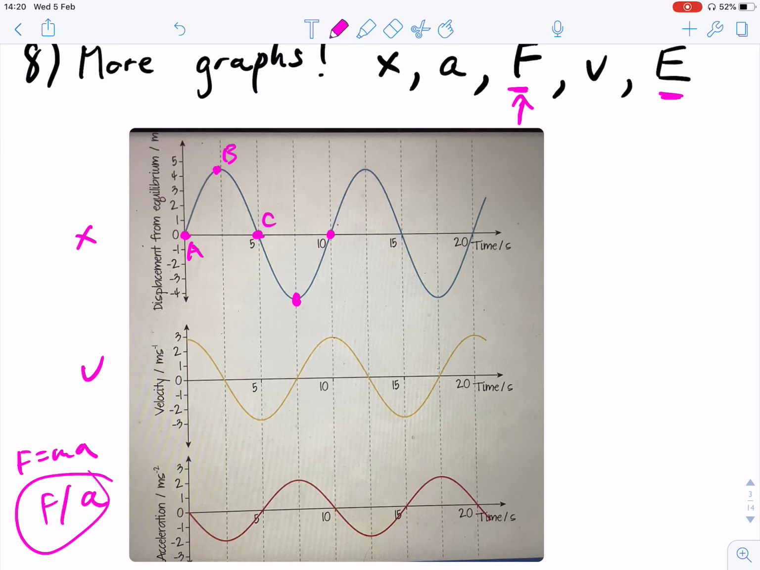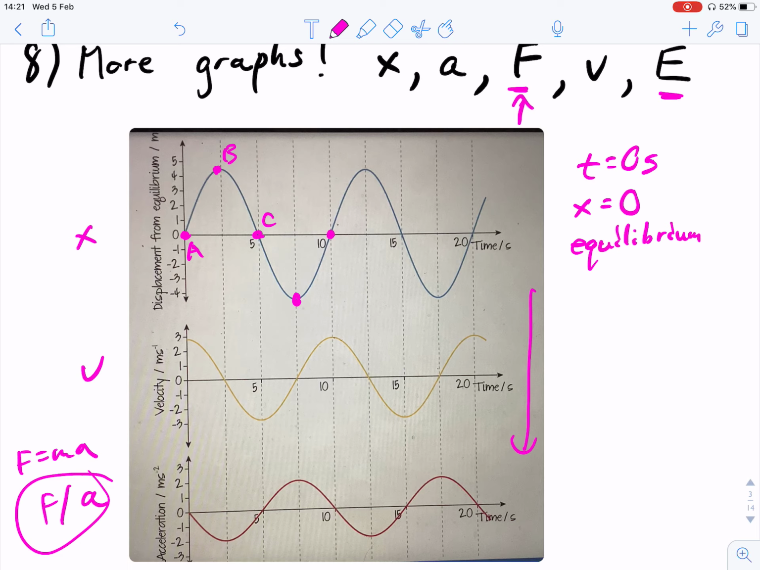is where the particle starts at time t equals 0. So at time t equals 0 seconds, it has been displaced nowhere, which means it is actually starting at the equilibrium position. And if we look at our velocity graph, and these three graphs are all interconnected together.